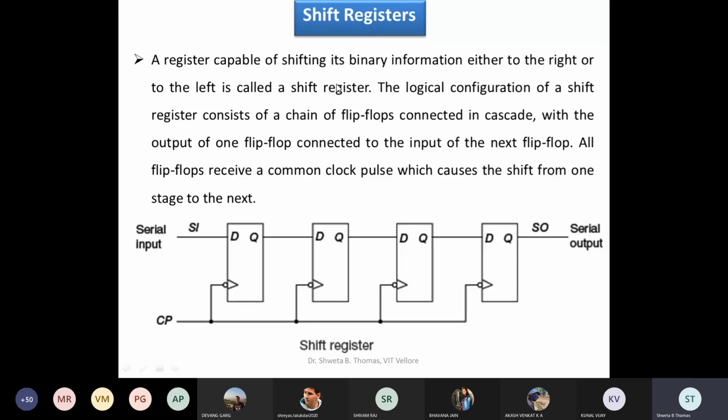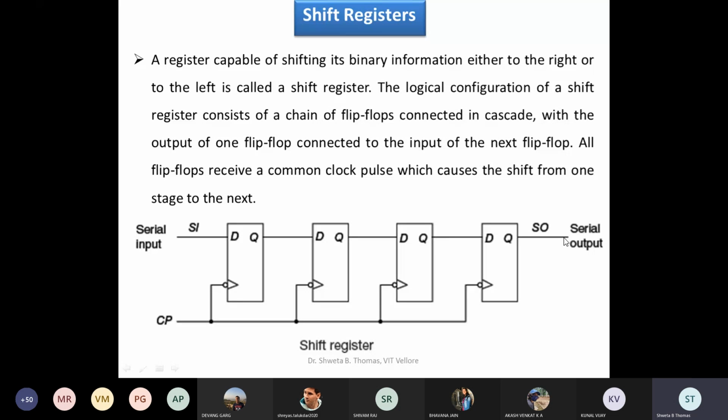Here we will see some points first. A register is capable of shifting its binary information either to the left or right. This example shows the right transfer, because from the left input we are transferring to the right. The same thing can be done for left also. What will be the difference? The clock input will be at the last flip flop, the SO will be at the SI, and the SI will be at the SO. The whole thing will be reversed. That will be the left transfer.